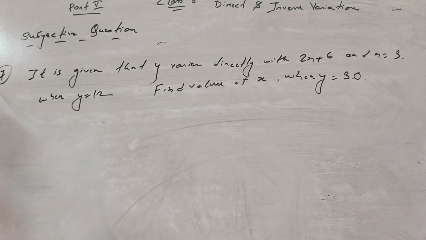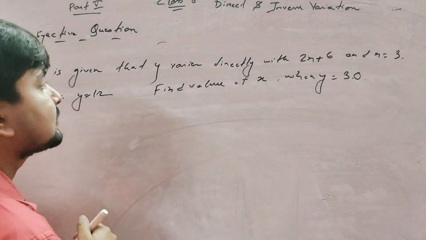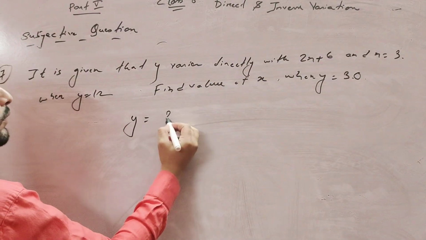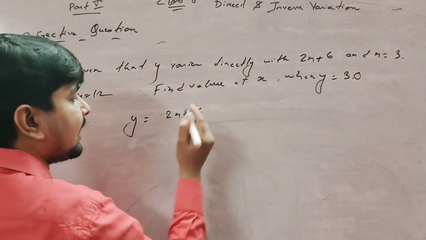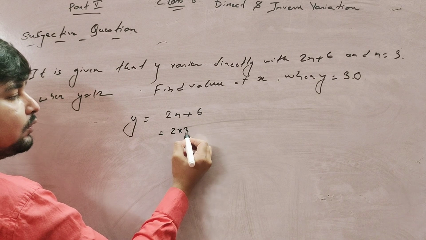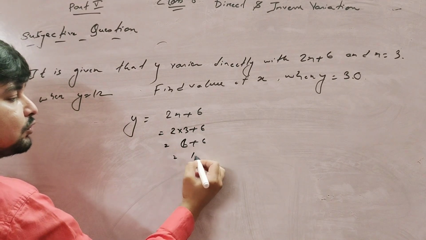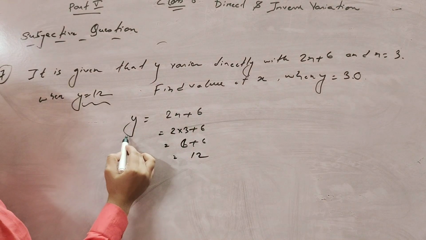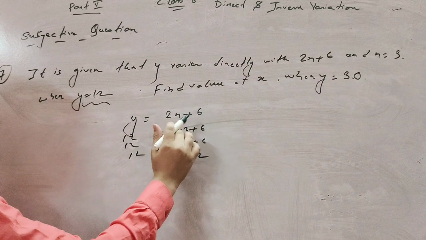Clear? See, given that y varies directly with 2x plus 6, that is y equals to 2x plus 6. Clearly see, the value of x is 3, so 2 into 3 plus 6, what we get? 6 plus 6 equals to 12, and see here given y is also 12, so this is equal.